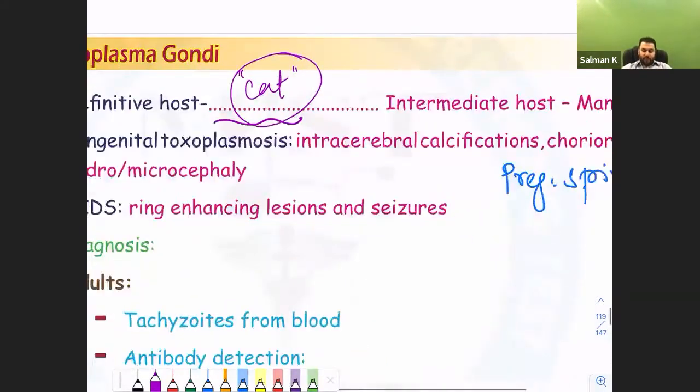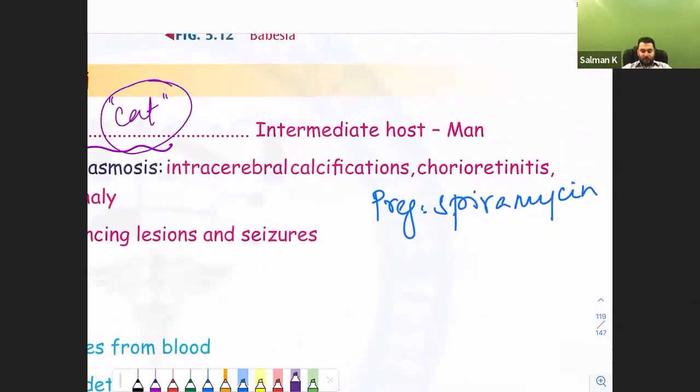Now, what are the identifications you need to keep in mind, doctors? Intracerebral calcifications are seen with two organisms in TORCH. One is toxo, another is CMV. So toxo and CMV, these are the guys that are going to show the calcifications. Okay, so that's about that.